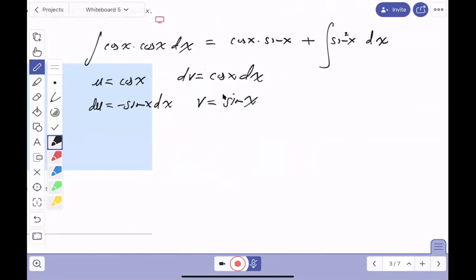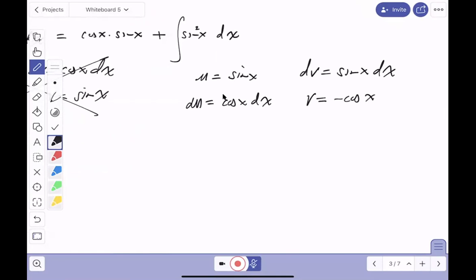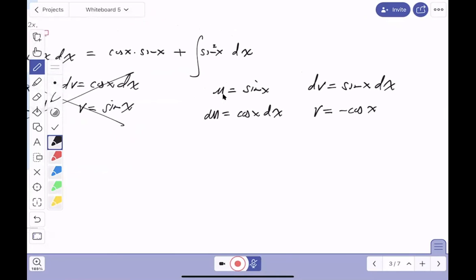So what I want to do is cross this out. I'm going to try again. Let's write this over here. u is sine x, du is going to be cosine x dx, dv would equal sine x dx, v would equal, let's see, minus cosine, right? Right. Let's keep going. I know it's difficult. We want to encourage you to move forward though.